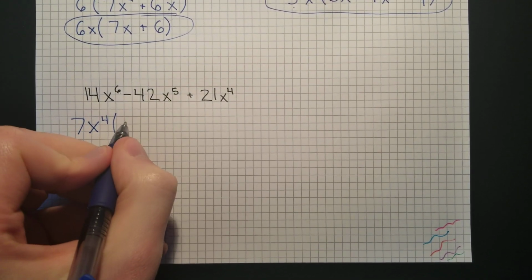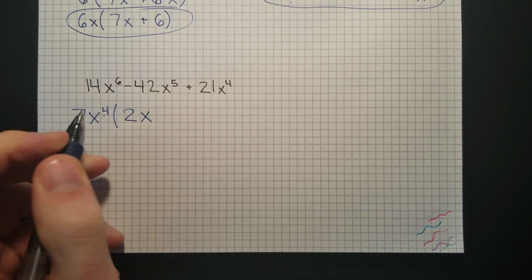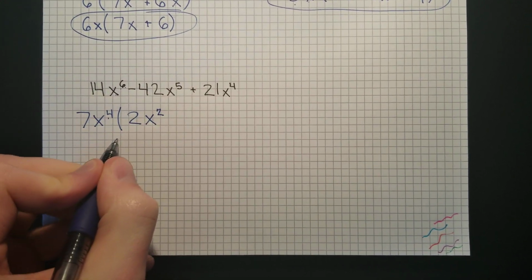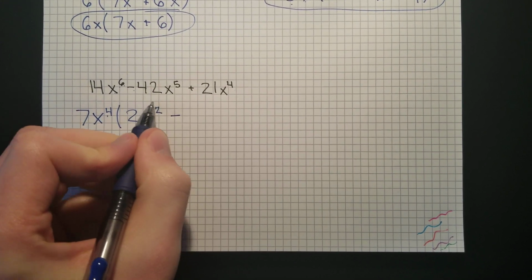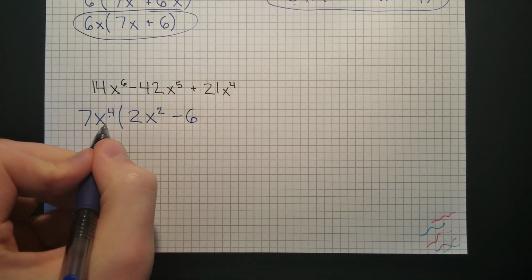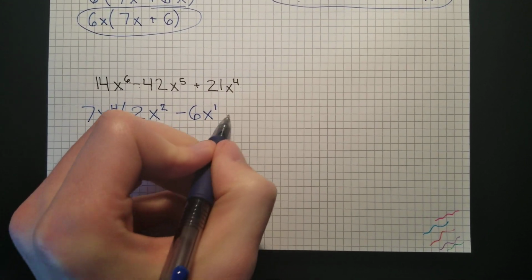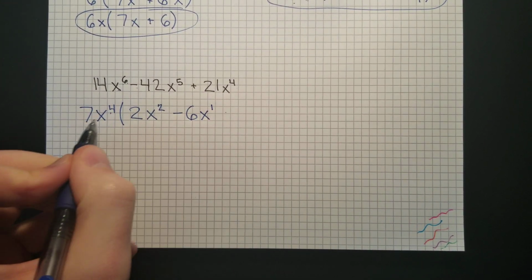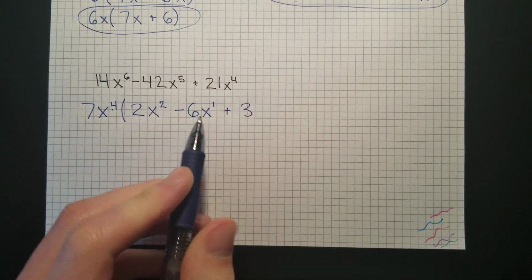14 divided by 7 is 2x. And then we had 6. We're taking out 4. So that's 6 minus 4 is 2. Minus, because we have a minus. 42 divided by 7 is 6. x to the 5th divided by x to the 4th is x to the 1. 5 minus 4 is 1. And 21 divided by 7, that's going to be 3.